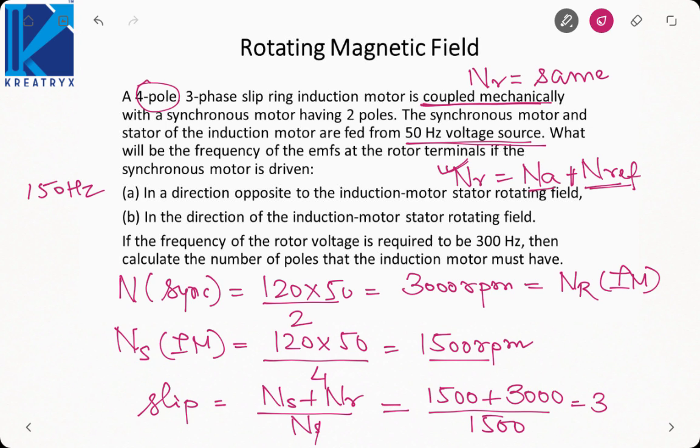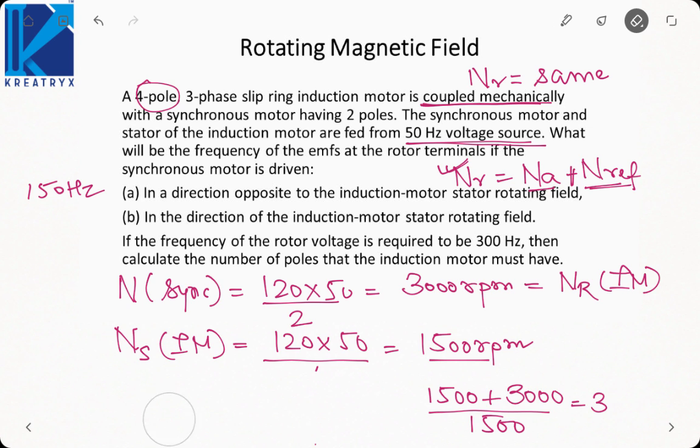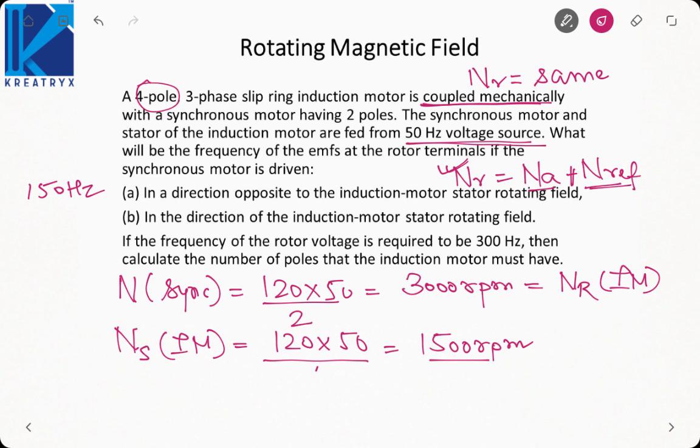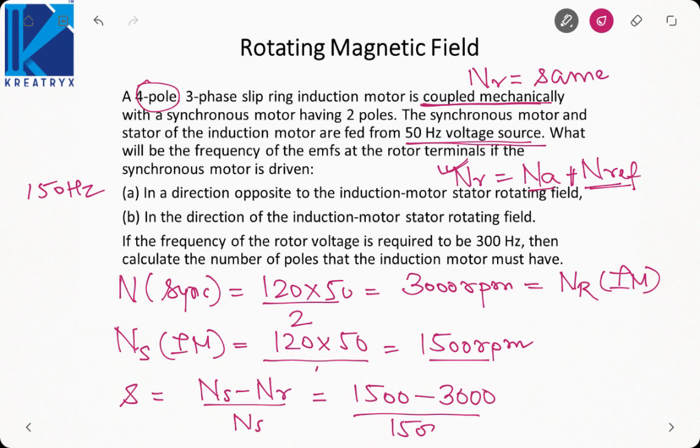Next is, synchronous motor is driven in the direction of induction motor stator rotating field, which means both are in same direction. In same direction, the slip will be (Ns minus Nr) by Ns, (1500 minus 3000) by 1500, minus 1. Usually in slip we ignore the negative sign, so slip will be 1. So frequency induced is S into F, S into 50 or 1 into 50 is 50 Hertz.